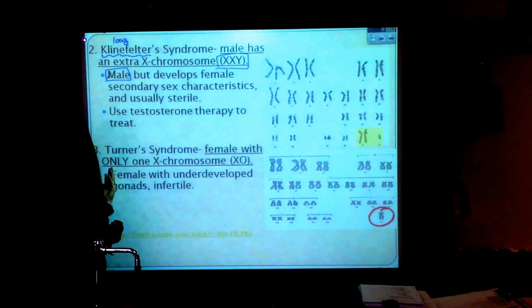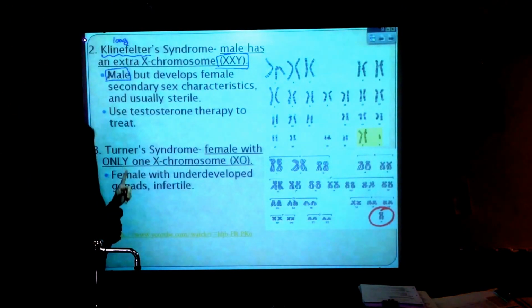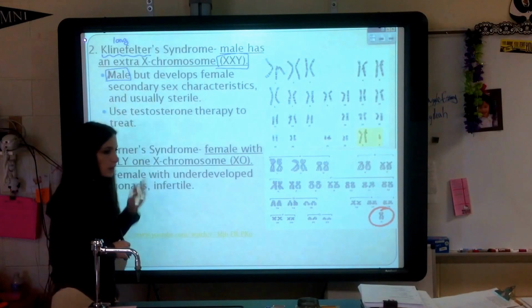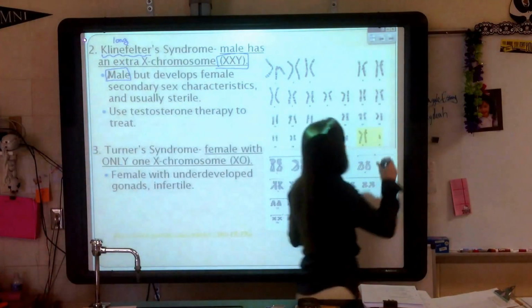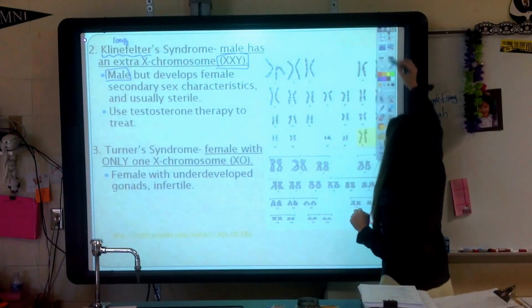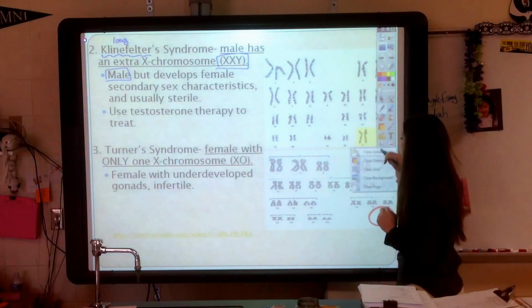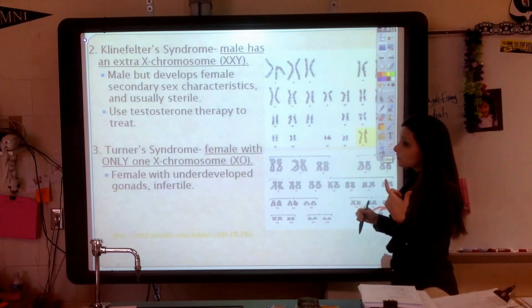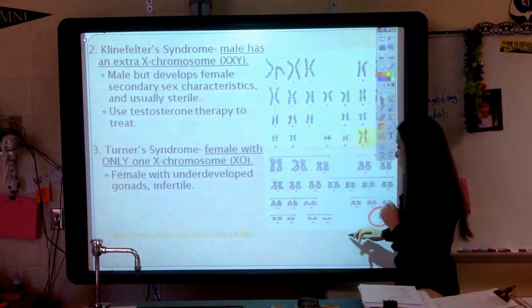You are female because you don't have a Y. Remember, having a Y makes you a guy. But you have underdeveloped sex organs and you're usually infertile. So those are the 3 chromosomal abnormalities that we need to know about. There are other examples of them, but you need to know Down syndrome, Klinefelter syndrome, and Turner syndrome.